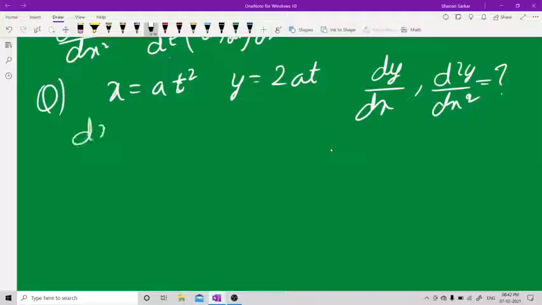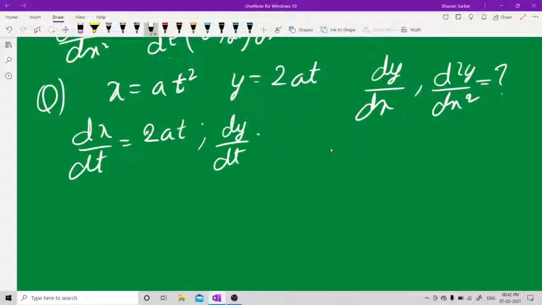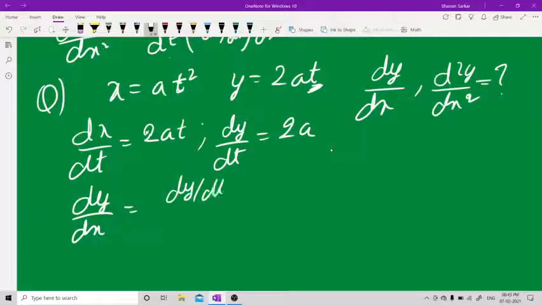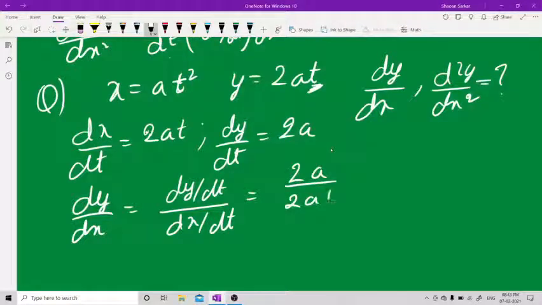First, dx/dt. dx/dt is how much? 2at. Straight differentiate. Now you know how to differentiate. This is the variable. d/dt of t will be 1, so it will be 2a. So dy by dx will be dy by dt upon dx by dt. So this will be 2a upon 2at. Cancel 2a, you will get 1 upon t. So dy by dx is 1 upon t.